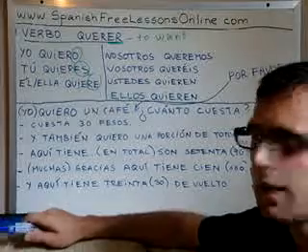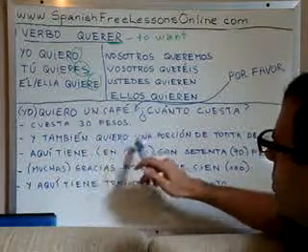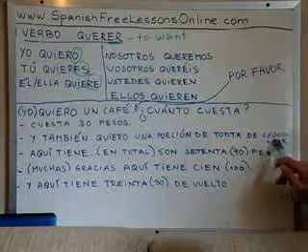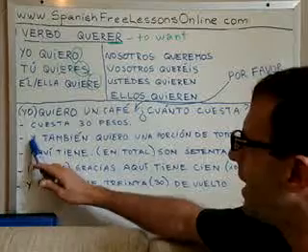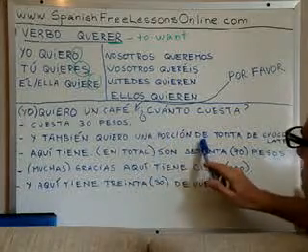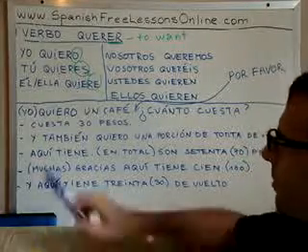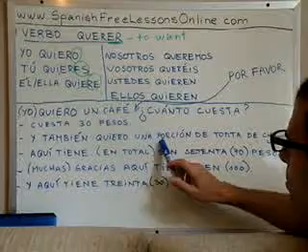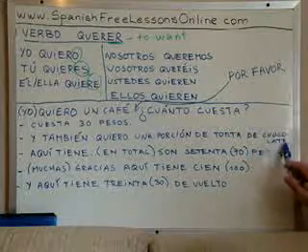So, I'm the customer, I say, y también quiero una porción de torta de chocolate. Word by word, let's translate. And also, I want a portion of cake of chocolate. Let's read it again. Y también quiero una porción de torta de chocolate.